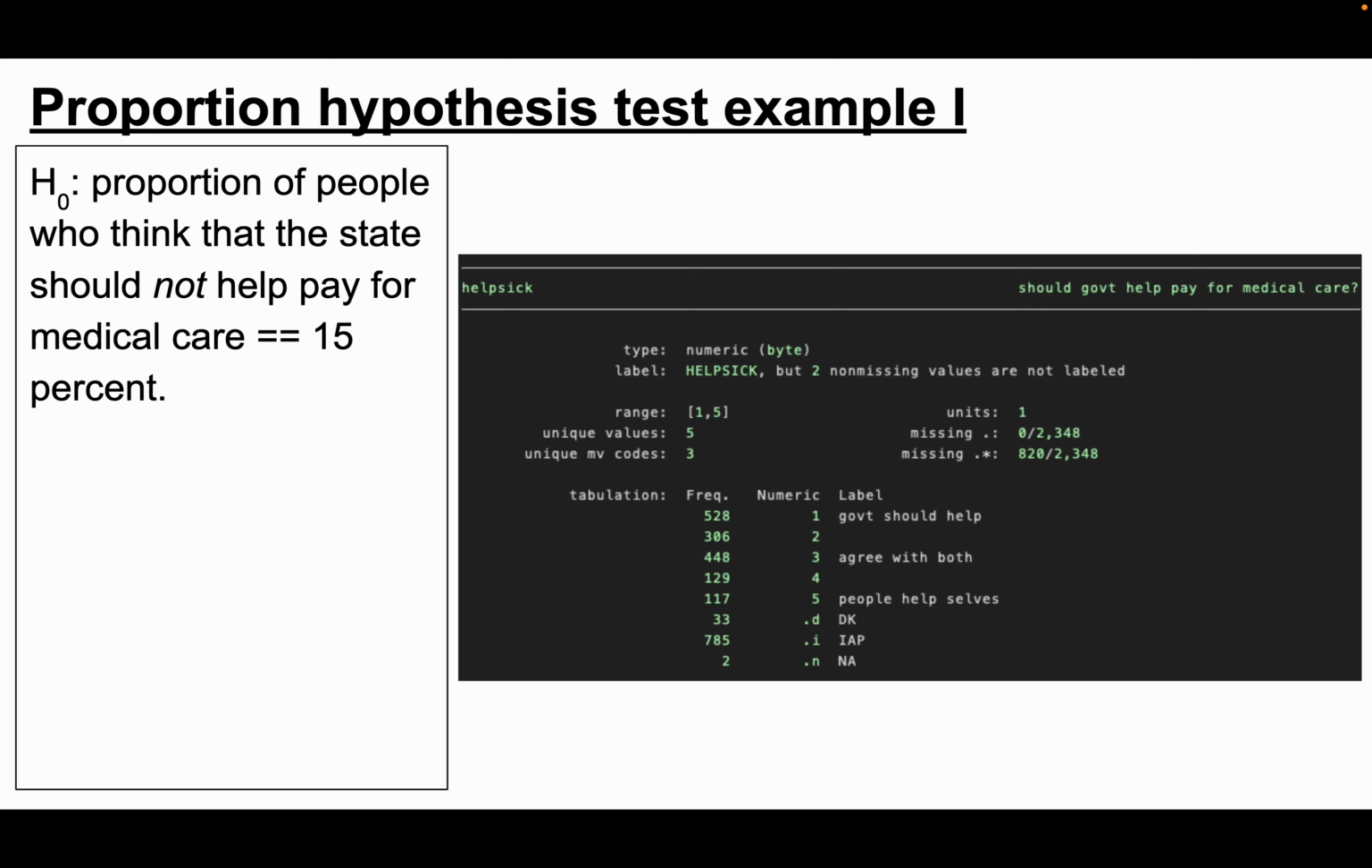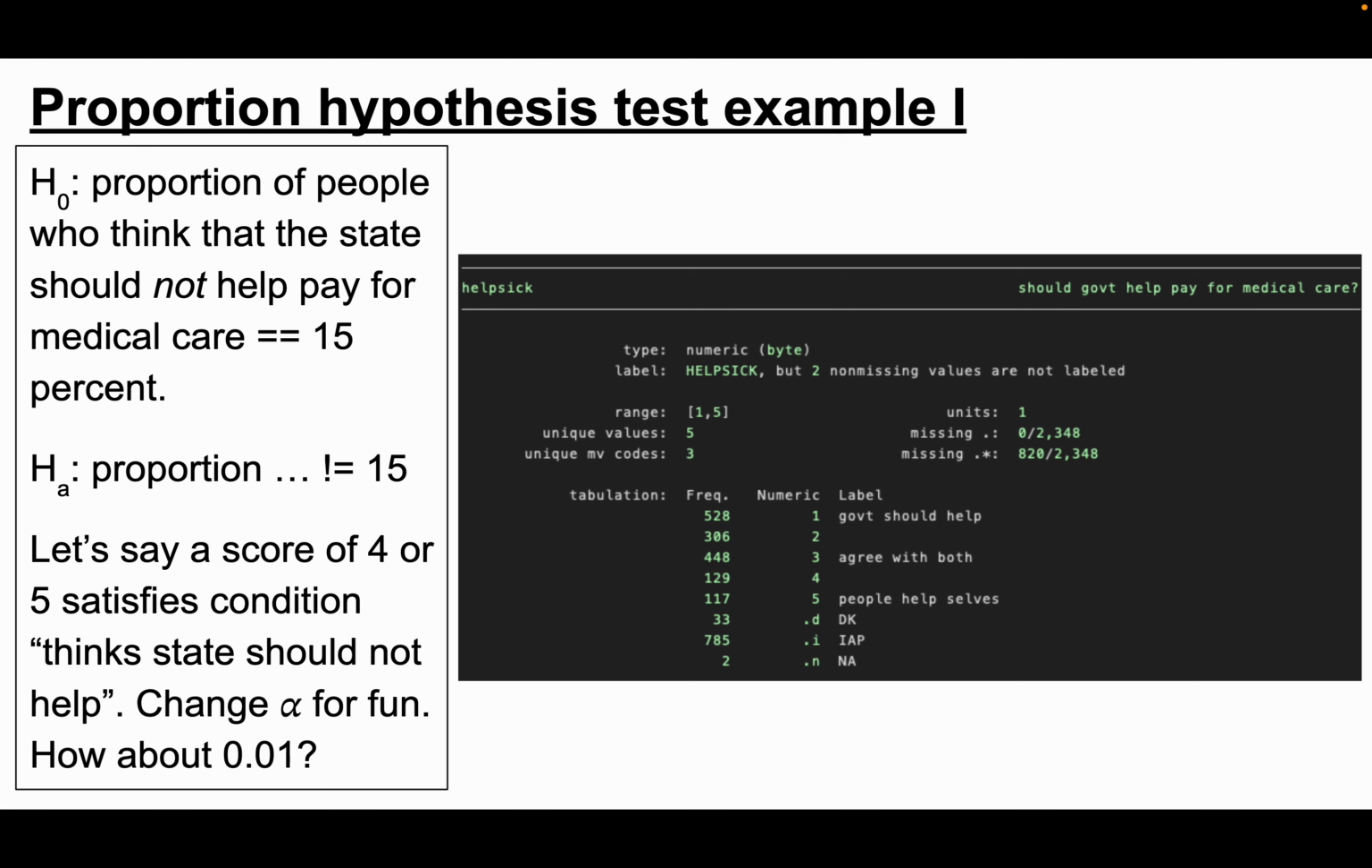So let's consider a case where we're interested to test that in the GSS 2018, in the US 2018, because we're making a claim about the population, of course, the proportion of people who think that the state should not help pay for medical care is exactly 15%. And then the alternative will be that this proportion is not equal to 15. We'll do a two-tailed test. Let's say that a score of 4 or 5 satisfies the condition of thinking the state should not help. Let's change alpha a little bit for fun.